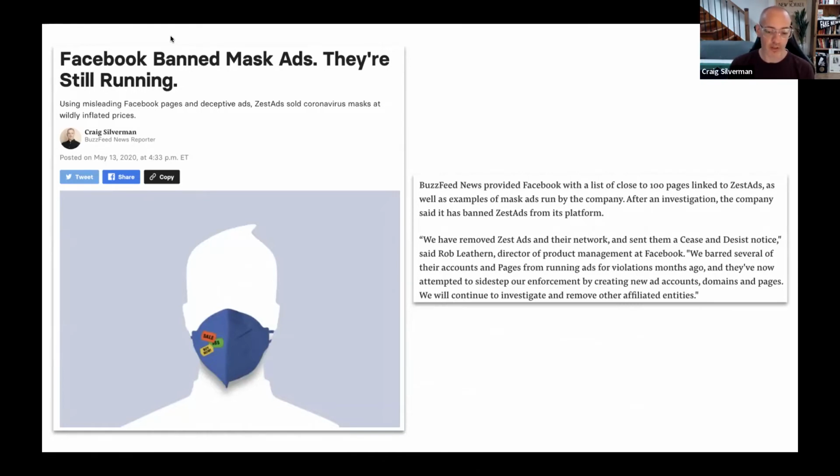And so that kicked off an internal investigation at Facebook, and they ended up confirming all of my findings. They sent ZestAds a cease and desist, so like a legal letter saying you are violating our platform rules. You are banned from our platform. And they banned ZestAds.